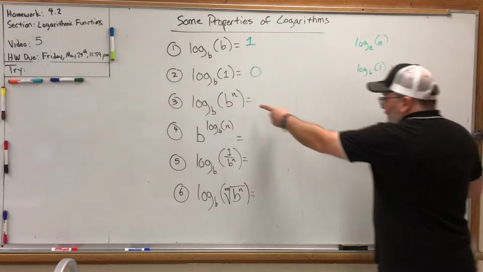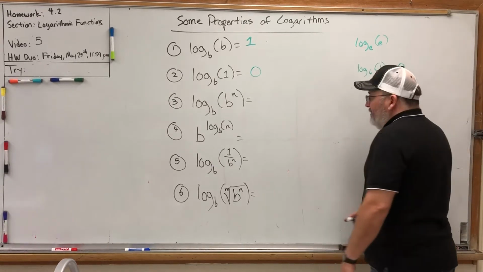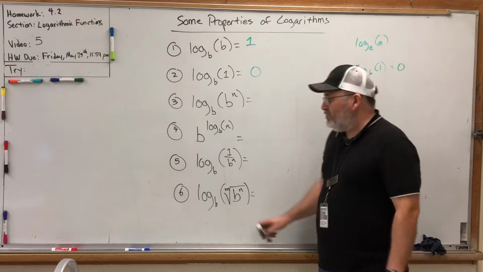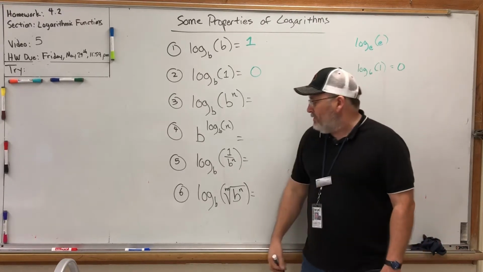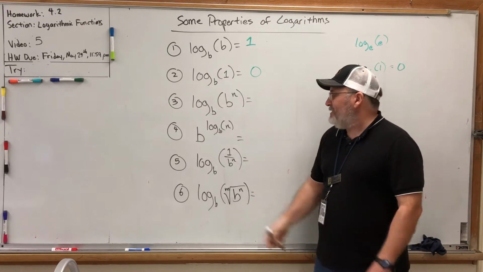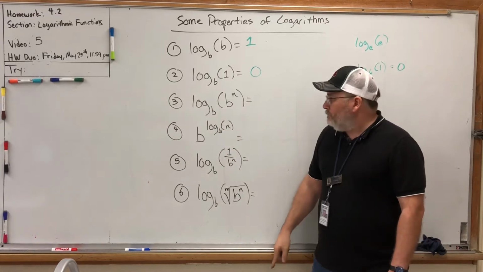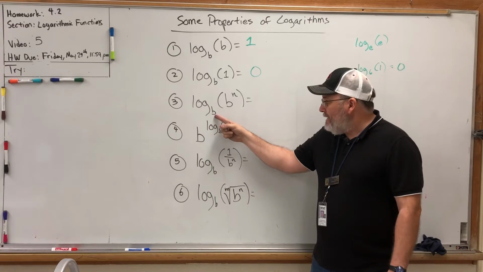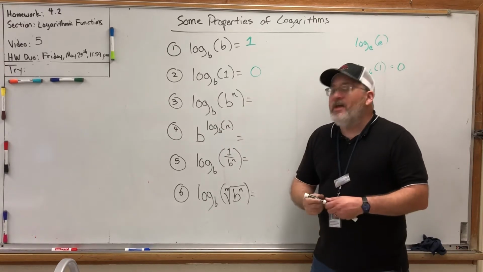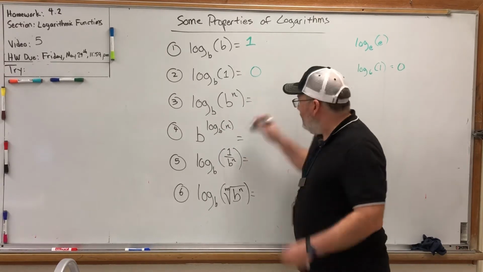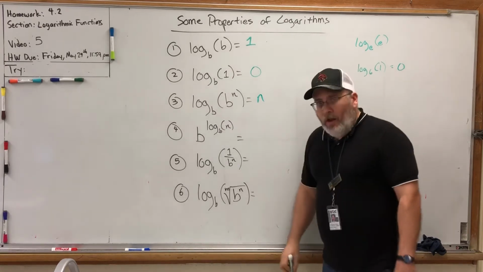We saw a couple like this, and I'm not going to bring up the examples from the previous video because I'm just going to ask you the question that this is asking. The question this is asking is what power do I put on the base to make it look like that? What power would I put on b to make it look like b to the nth power? How about an nth power?